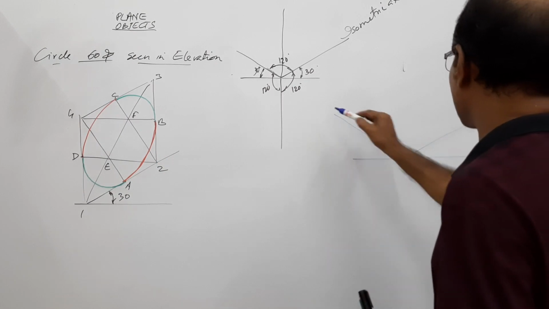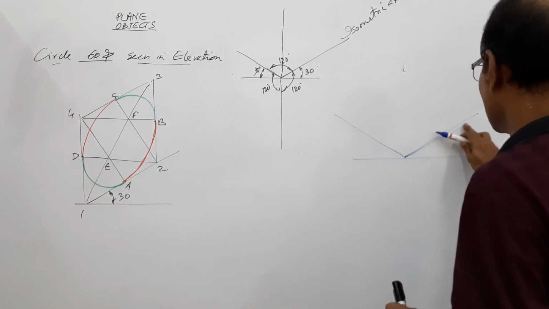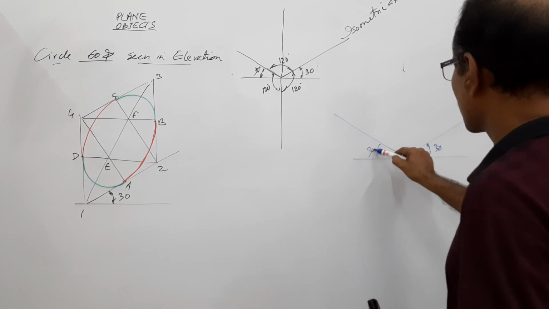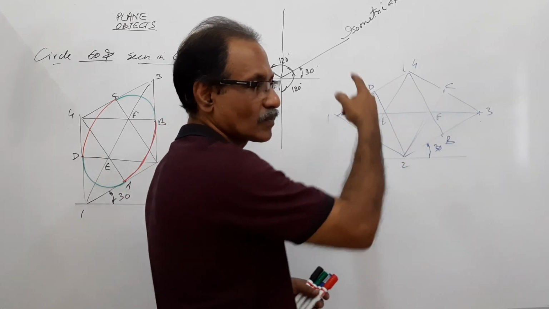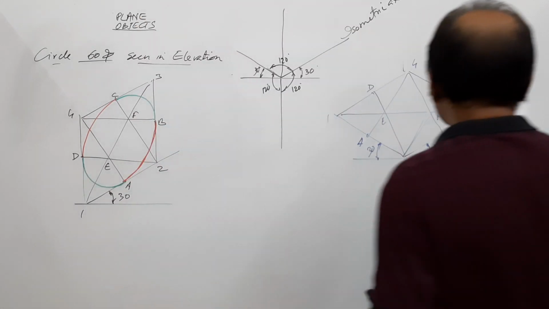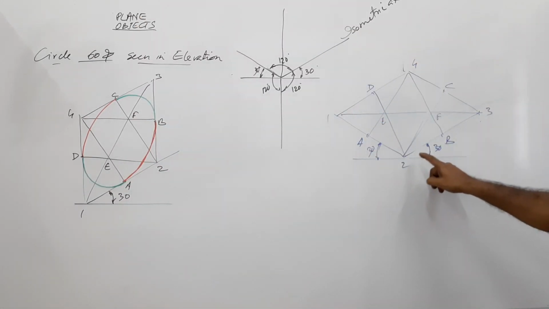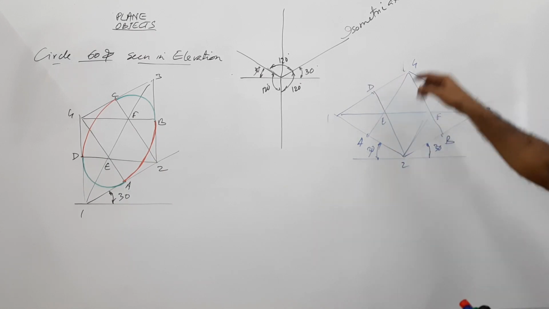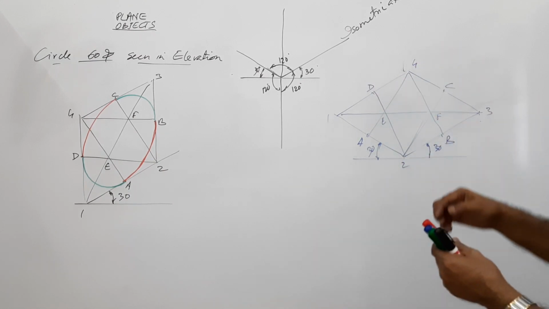Now, let's draw it when the circle is visible in the plan. I draw the 30-degree axes, 30, 30. We draw the rhombus 1, 2, 3, 4, with A, B, C, D as the centers of the sides. Join the larger diagonal. Join the obtuse angles to the centers of the opposite sides.